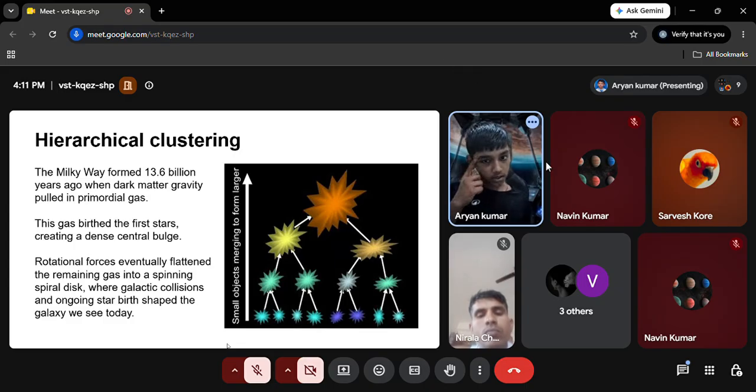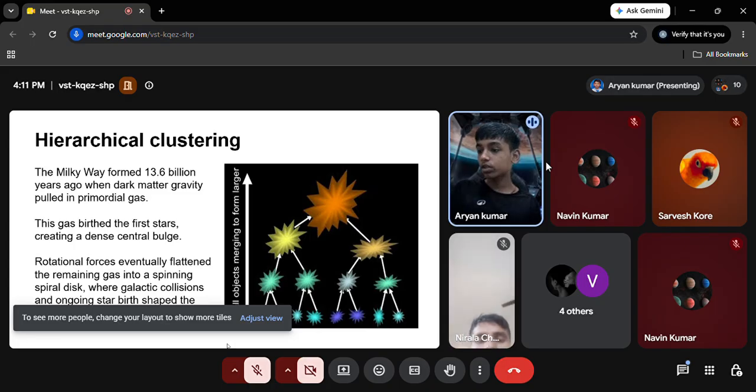Okay, so it's the same thing that I've explained: smaller and smaller objects collide and form bigger objects. So it says that because of dark matter, a lot of gas got pulled into a space, and when it started rotating, it flattened and caused the arms to form and start rotating.